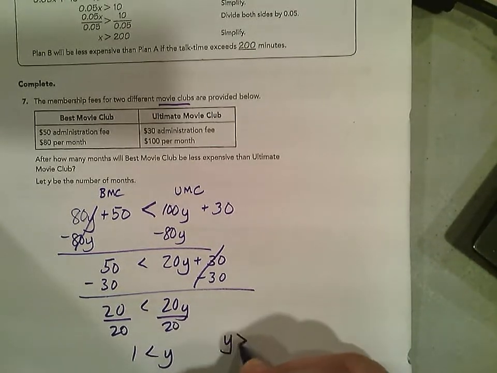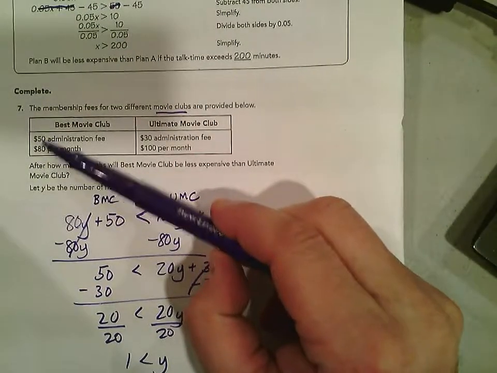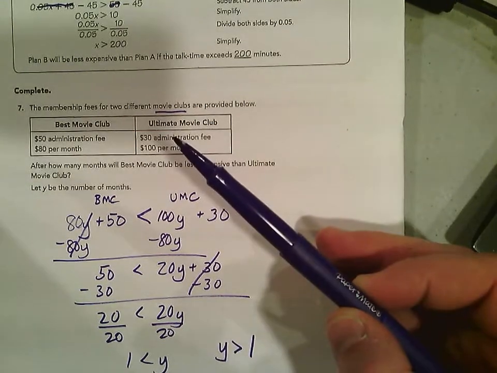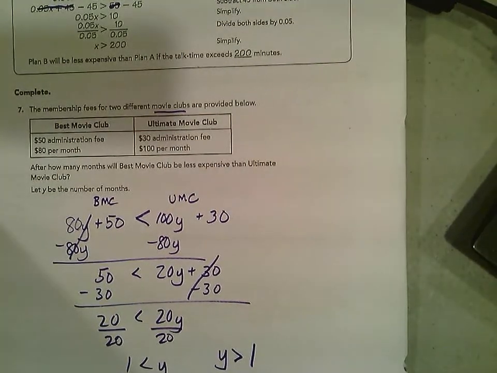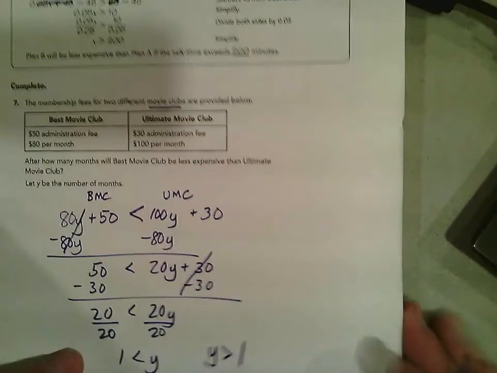And basically, y is greater than 1 month. And this might kind of make sense to you. 50 plus 80 is 130, and 30 plus 100 is 130. So therefore, it would have been the same in 1 month, so it's got to be more than 1 month. Okay.